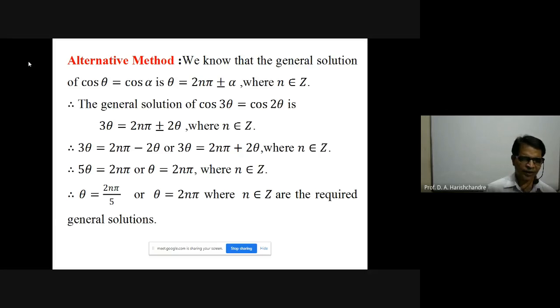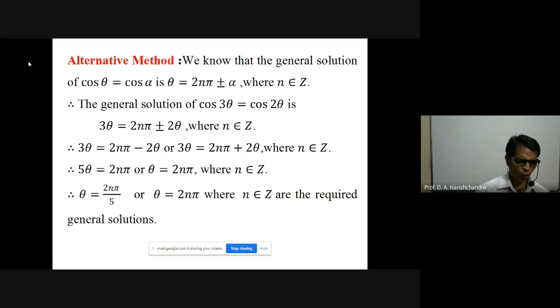Therefore, 3 theta is equal to 2n pi minus 2 theta, or 3 theta is equal to 2n pi plus 2 theta, where n belongs to Z. That can be simplified. Now that 2 theta shifts to the left hand side, you get 5 theta is equal to 2n pi. In the second case, shifting that 2 theta to the left side, it becomes 3 theta minus 2 theta, which is theta. Theta is equal to 2n pi, n belongs to Z.